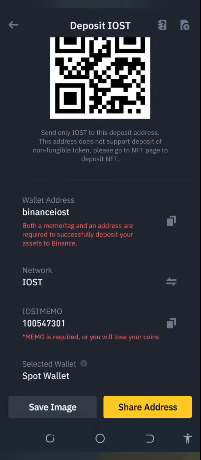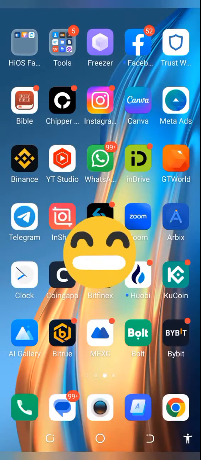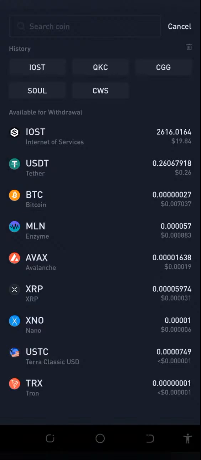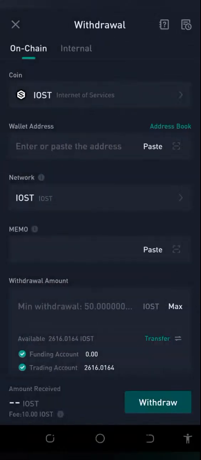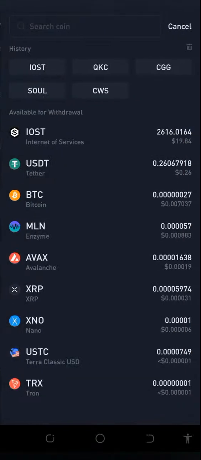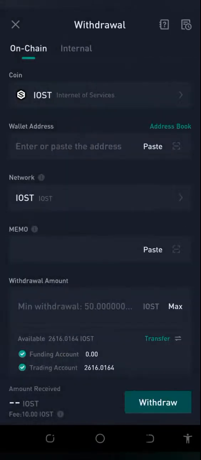Oh, wallet address. It says Binance IOST. That's interesting. Okay, well, I still copied the right thing. I don't know why it's looking like that. I think it was just looking funny to me. Of course, if it was wrong, it wouldn't allow me to paste it. Okay, it looks like it's right.